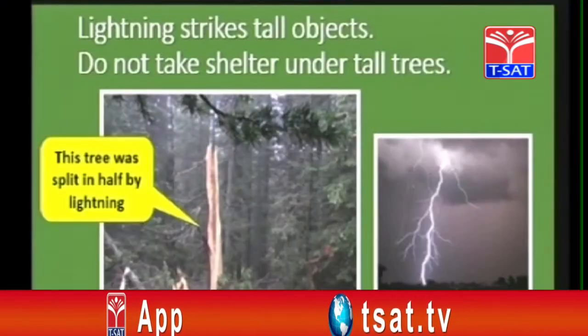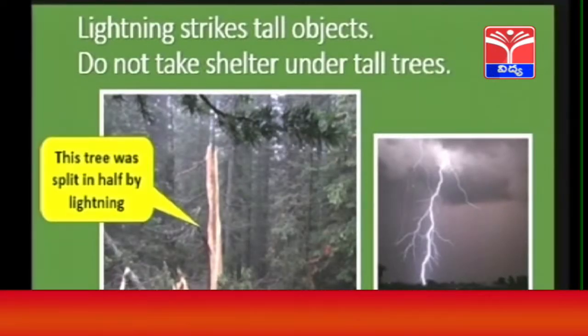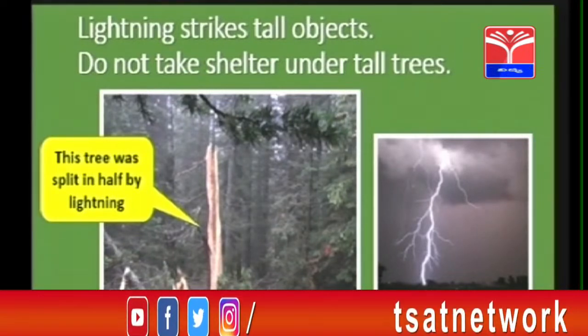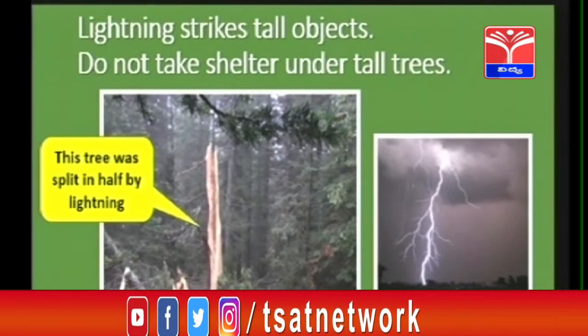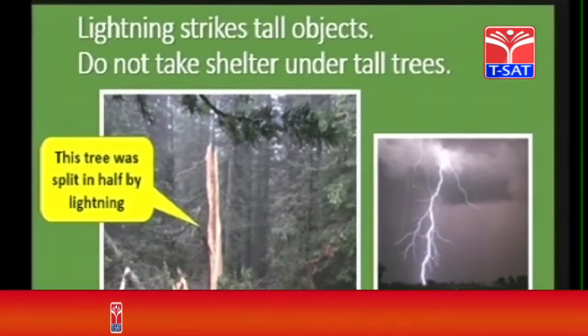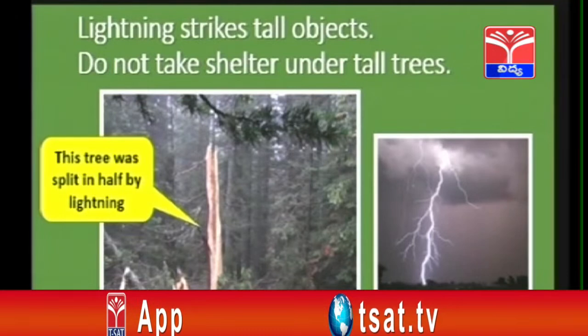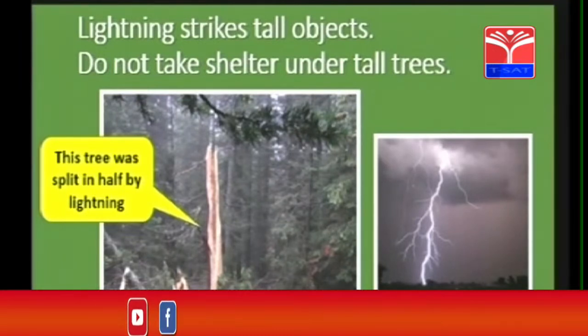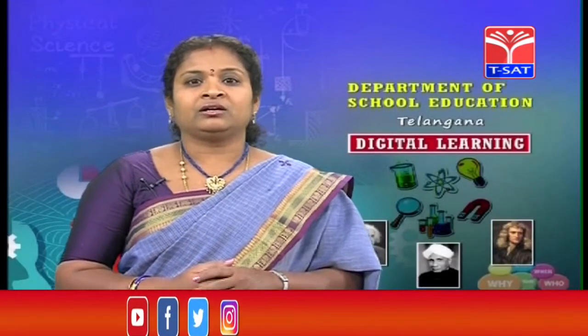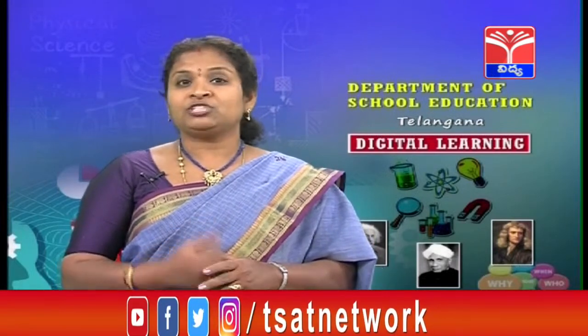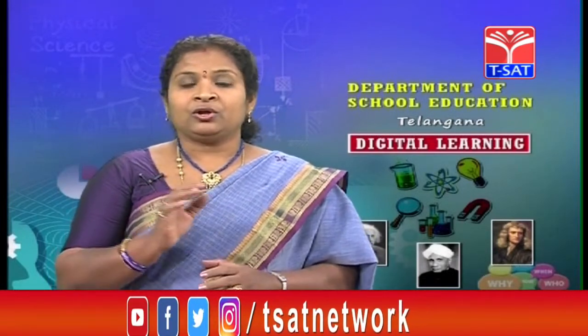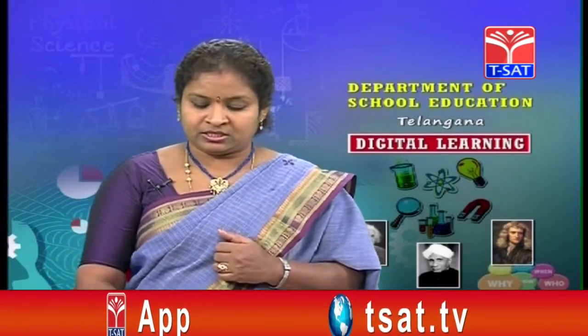Children, lightning, when it strikes a tree or when it hits a hut or when it falls on a building, like when it falls on a tree, in this picture you can see the tree has split into two halves because of this lightning strike. When lightning strikes tall objects, you should never take shelter under tall trees. So, which is a preferable space? Not under a tall tree. You should move away from the tall objects.